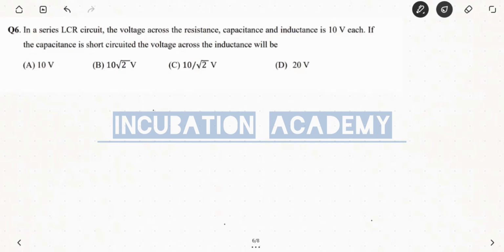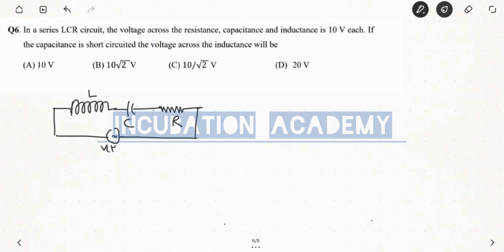Okay, so let us draw this. This is inductance, this is capacitance, and this is resistance. This is connected to an AC source, LCR circuit. V(t), alternating source. So here obviously the voltage drop across the inductance L, voltage drop across the resistance R, and voltage drop across the capacitance C are all the same and all equal to 10.